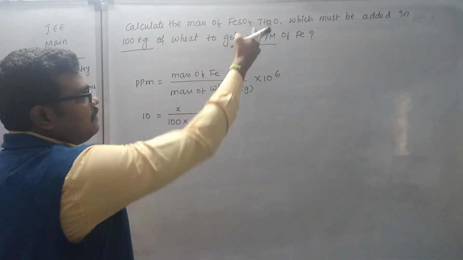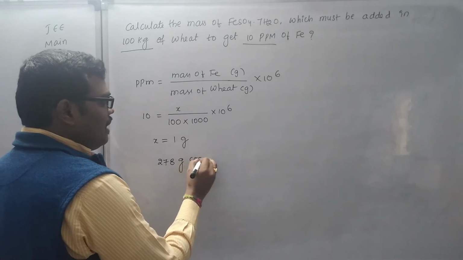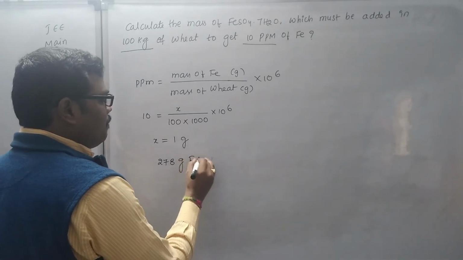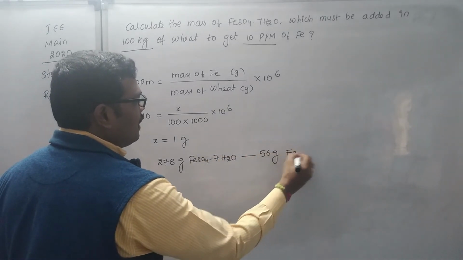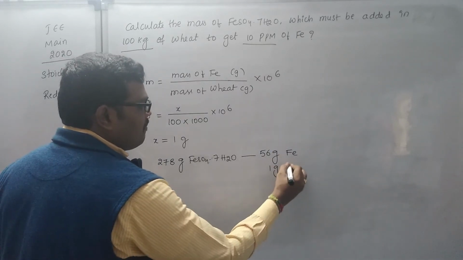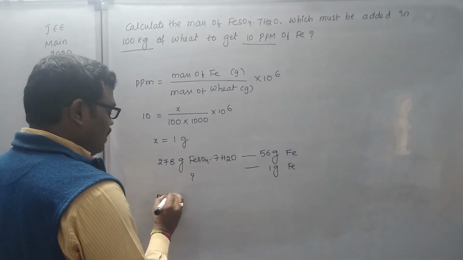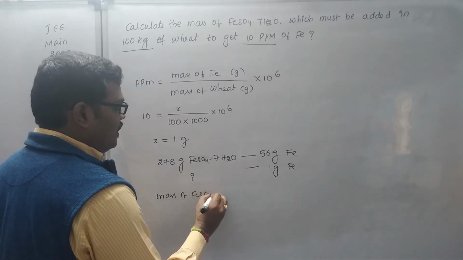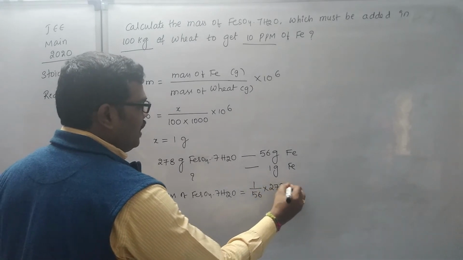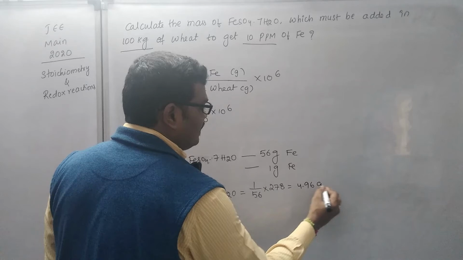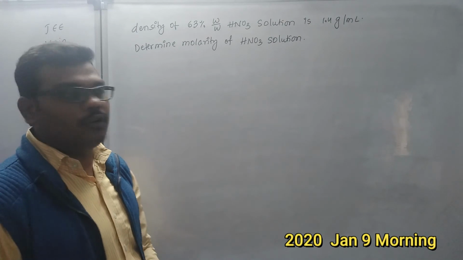You know, molecular mass of ferrous sulfate heptahydrate is 278 grams. 278 grams of ferrous sulfate heptahydrate FeSO4·7H2O has only 56 grams of iron. Then 1 gram of iron is present in how many grams of ferrous sulfate heptahydrate? Here mass of ferrous sulfate heptahydrate is equal to 1 by 56 times 278, equal to 4.96 grams.